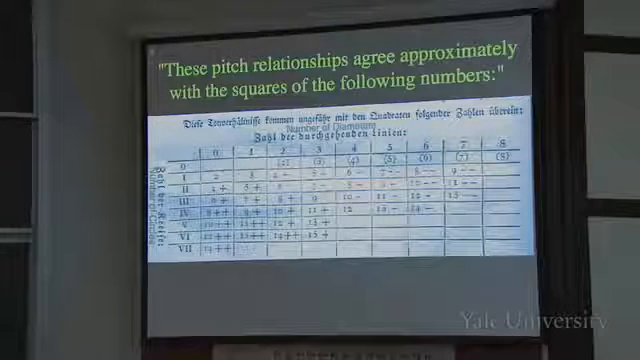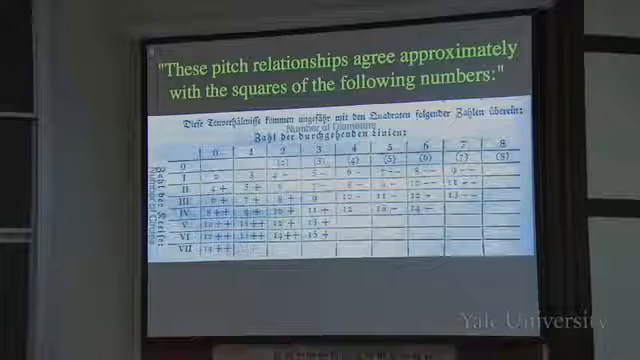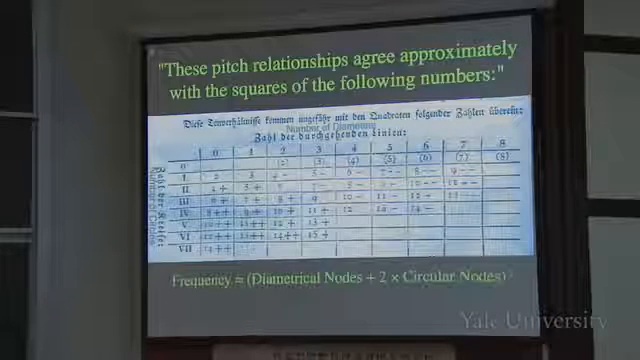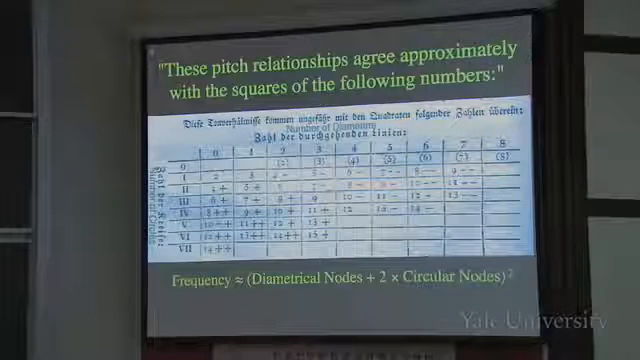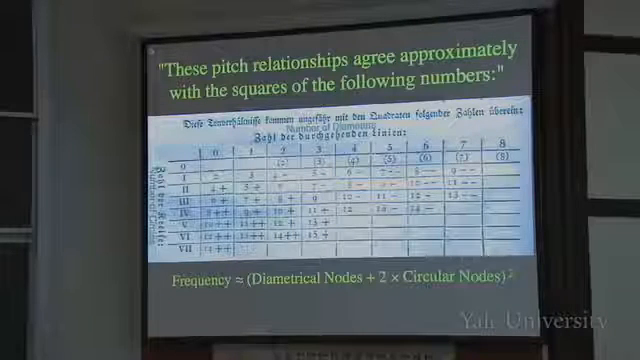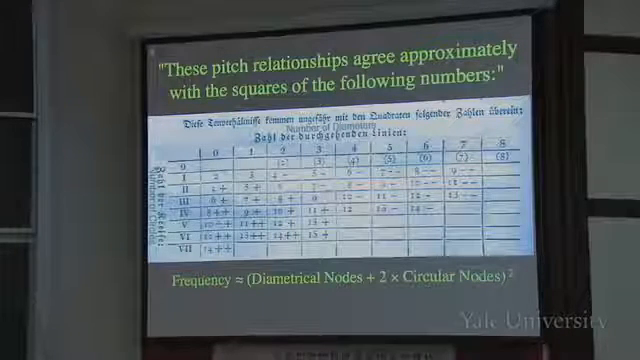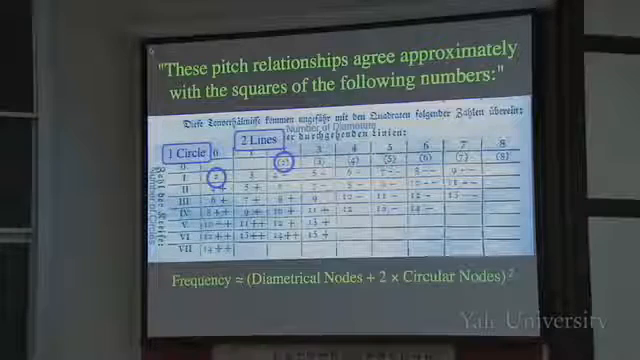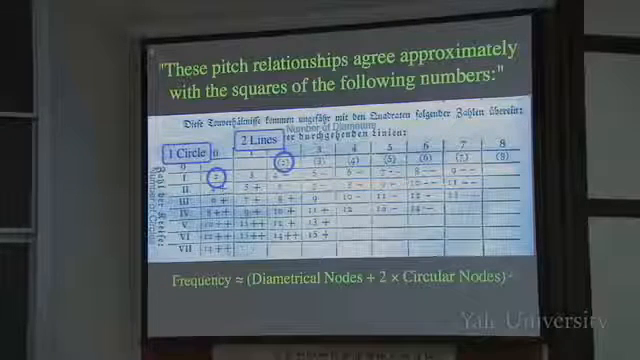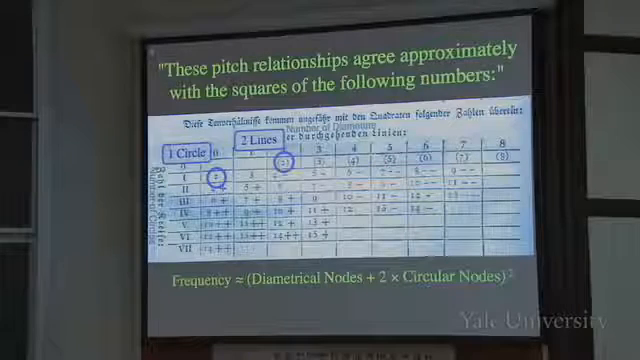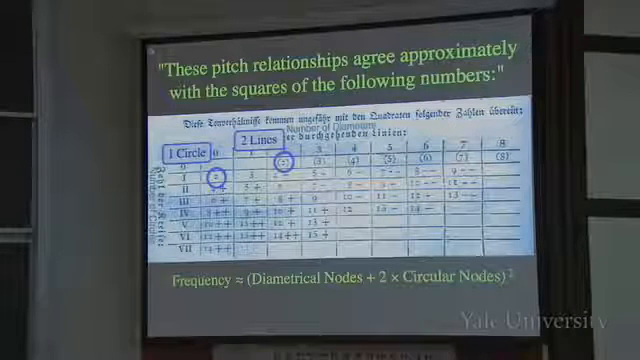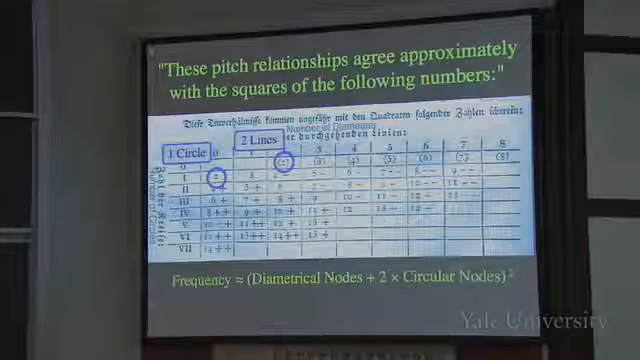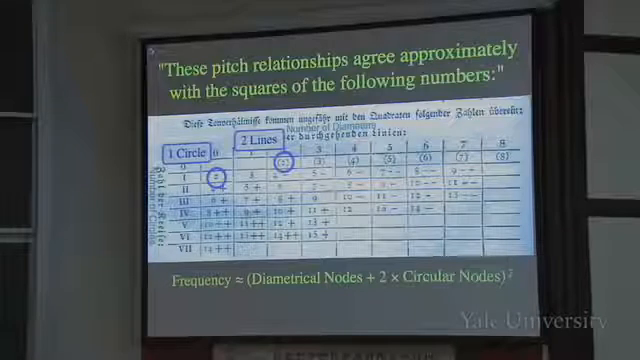So here he says the pitch relationships agree approximately with the squares of the following numbers. So how many diameters, how many circles? And what he sees is that the frequency is roughly the number of diameter nodes plus twice the number of circular nodes, squared. This is his empirical observation. So for example, you could have 2 diameters or 1 circle. Both would give the number 2, which you then square to get something proportional to the frequency. So there are 2 different ways to get the same pitch.